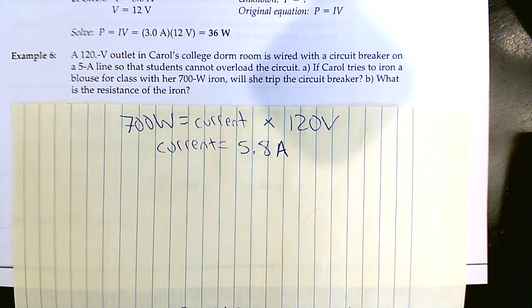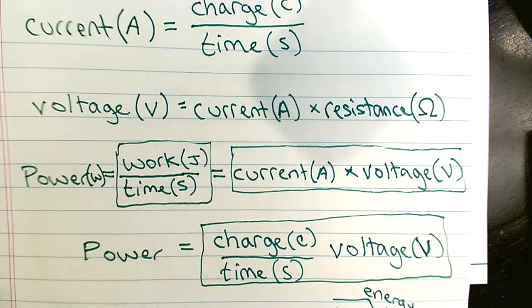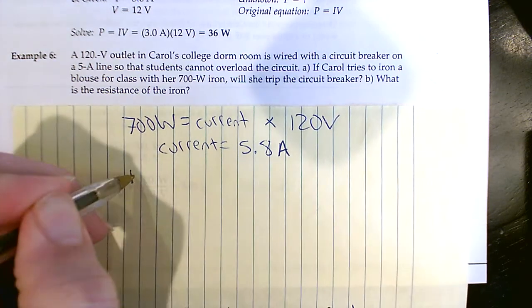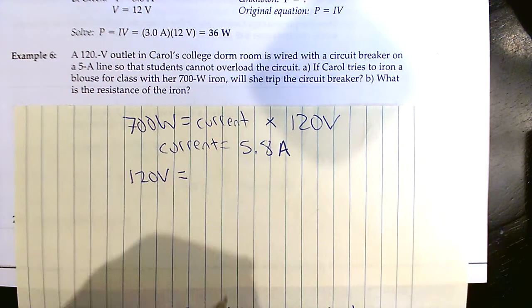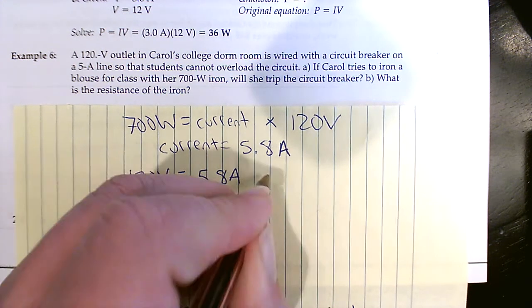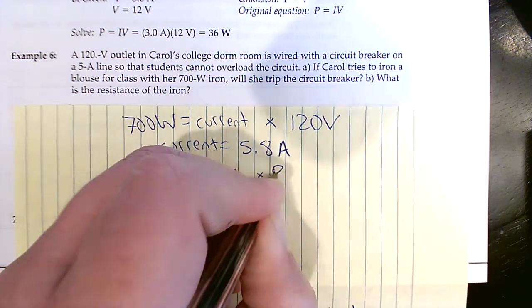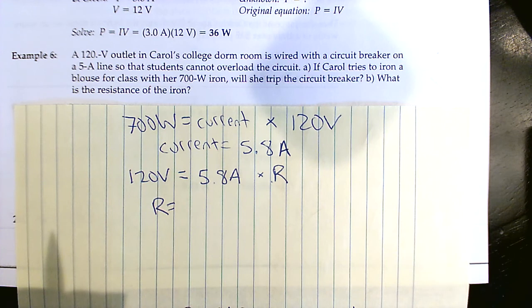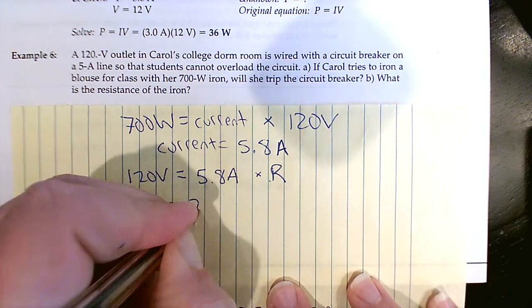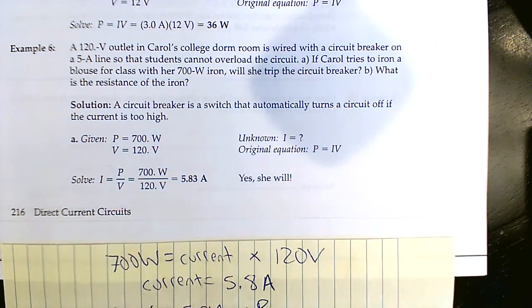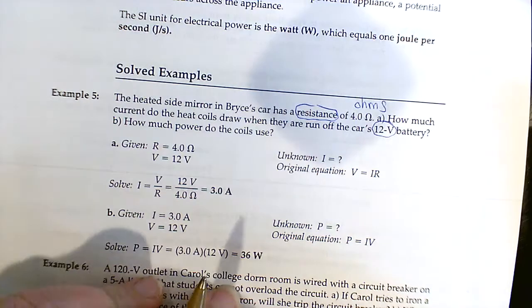And then we have what is the resistance of the iron. We only have one equation with resistance. Voltage equals current times resistance. So we have voltage equals current times resistance. Resistance is 120 divided by the current that would be trying to go through. Looks like 20 ohms. Okay, so let's see here. So they said, yes, she will. See opposite side for more details.